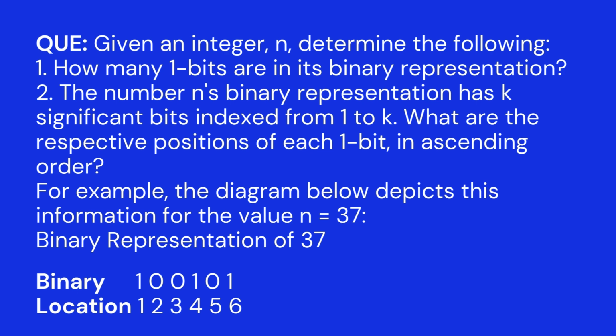For example, the diagram below depicts this information for the value n equals 37. Binary representation of 37: 1, 0, 0, 1, 0, 1. Location: 1, 2, 3, 4, 5, 6.